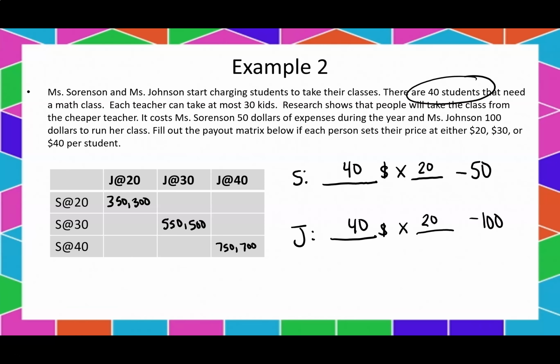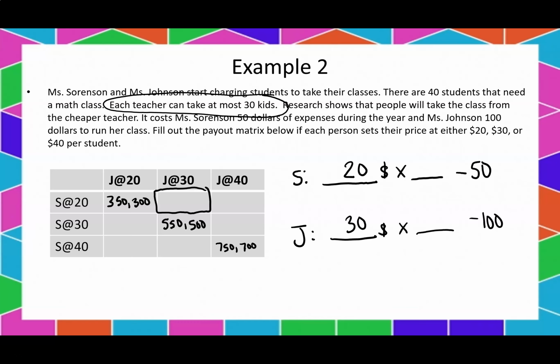Okay, now we kind of have to go into the situation where we're not having the same price. And keep in mind that we can only take 30 students by our contract, right? We can't take more than 30 students. So in this case right here, who's cheaper? Miss Sorensen is at $20 and Miss Johnson's at $30. So Miss Sorensen's going to get the 30 kids because she's cheaper, but then she can't take any more than 30, so Miss Johnson gets the 10 students left over. So doing that math, we are left with $550 and $200. So Miss Sorensen $550, Miss Johnson $200.